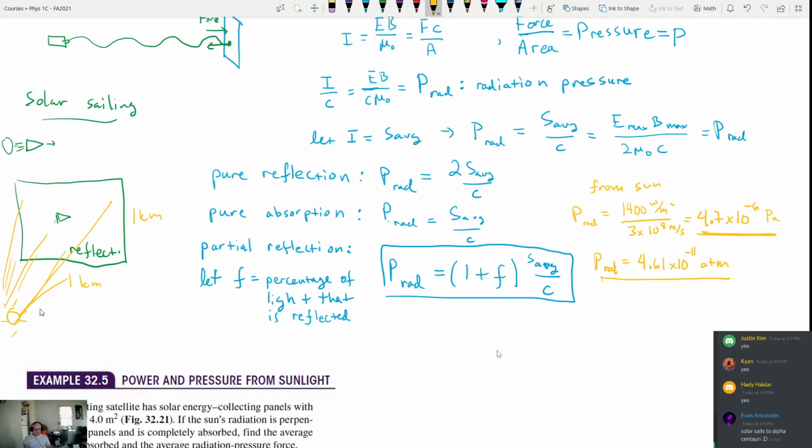And the cool thing is that the sun is never going to stop providing you that energy. One of the biggest problems in traveling in space is that you have to carry your fuel with you.